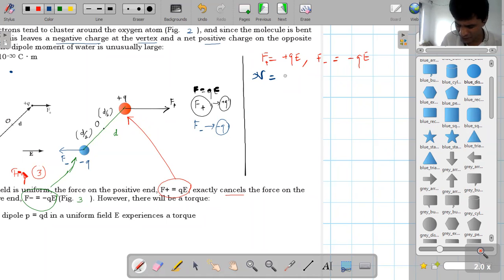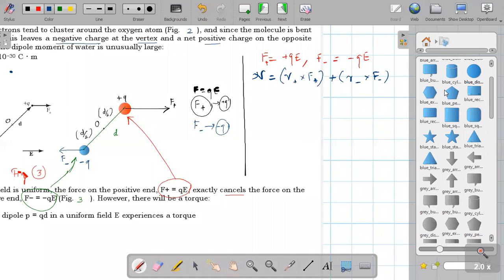Therefore, we will write, dear student, can I write like this? r plus cross F plus. This is the torque due to the positive force. Similarly, plus r minus cross F minus. Understood up to this level? Anyone? Yes, sir. Can I repeat this? No, sir. Understood? Does anyone have a problem up to this level, or any query?